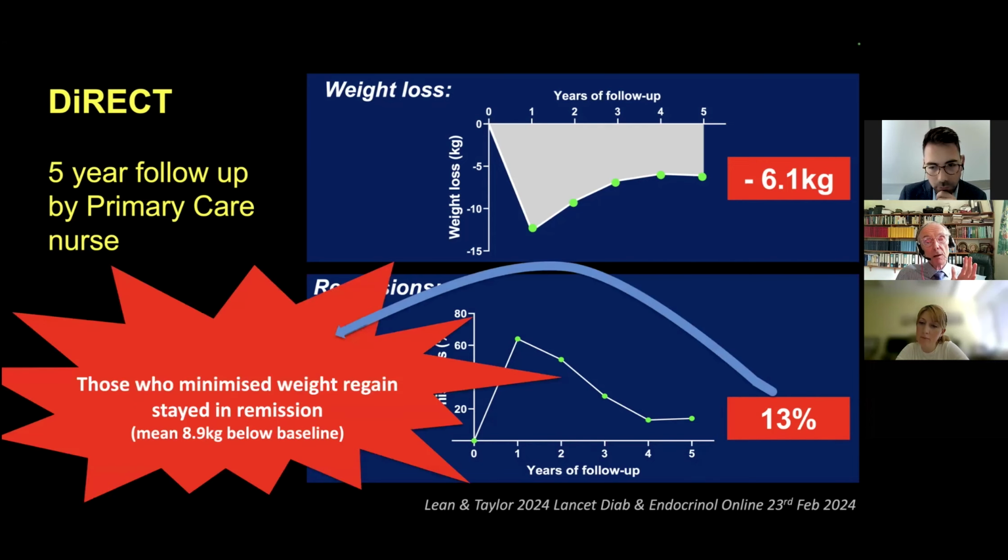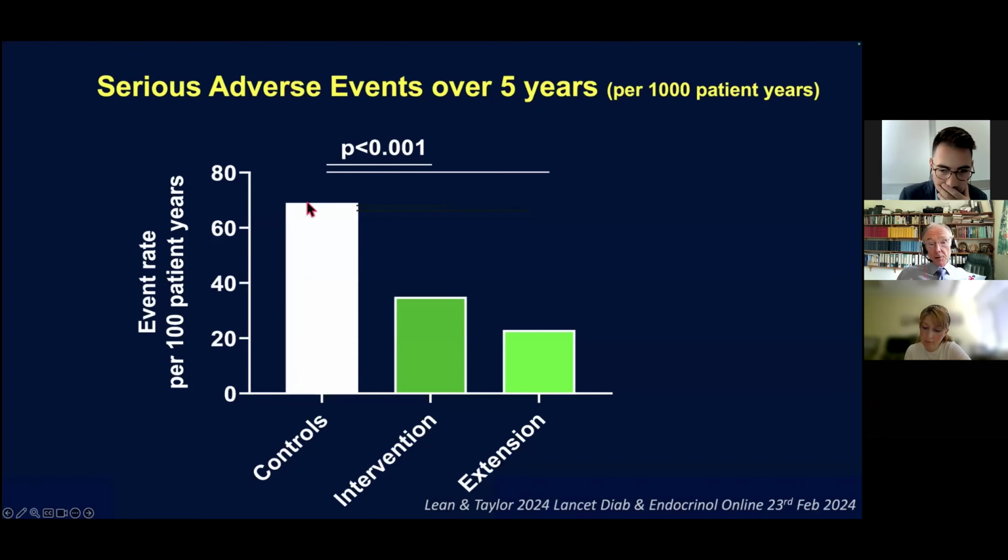Who was in remission? Well, of course, it was the ones that minimized weight regain. And this group were 8.9, nearly 9 kilograms below the baseline weight. So again, we see the long-term follow-up underscoring the simplicity of this disease. But is it worthwhile? What else is happening? Well, just look at the serious adverse events. We were very keen on documenting these in DiRECT because there was so much antipathy to the rapid weight loss process. It was dangerous, some people said.